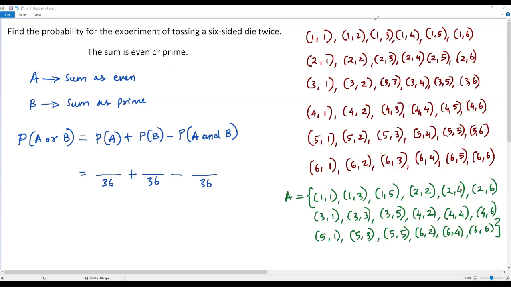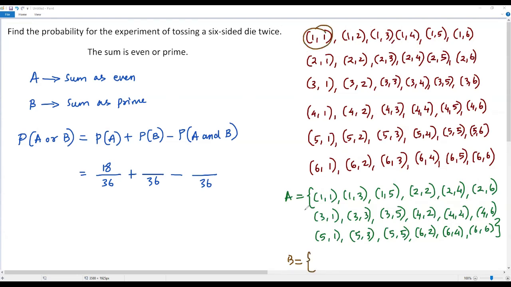Okay, now let me write 18 in the numerator. So this is the probability of getting the sum as an even number. Okay, now let's get the favorable outcomes for B. So B means the sum of the two numbers must be prime. Okay, let me write the event B over here.